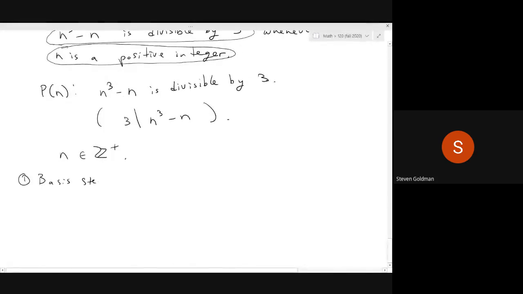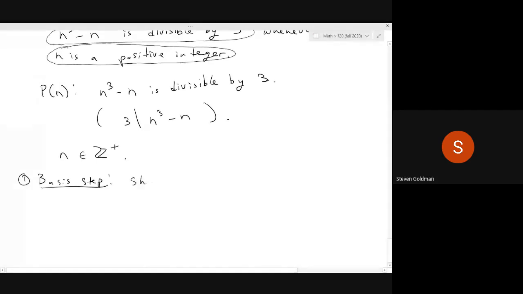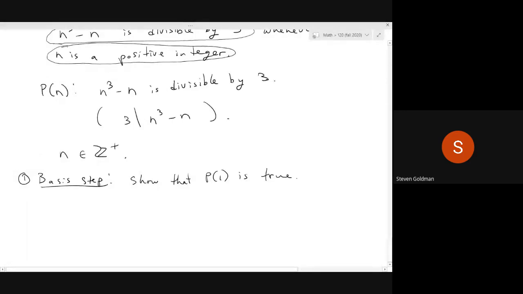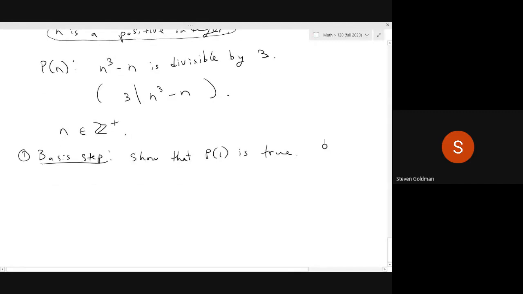So we go to the basis step. Since n is a positive integer, in this problem the smallest possible value for n is 1. That won't be the case in every problem. The most common cases are where the smallest value for n is either 1 or 0, but the smallest value of n could be anything, really. So show that P of 1 is true. We're showing that P of n is true for the smallest possible value of n. The smallest positive integer is 1.